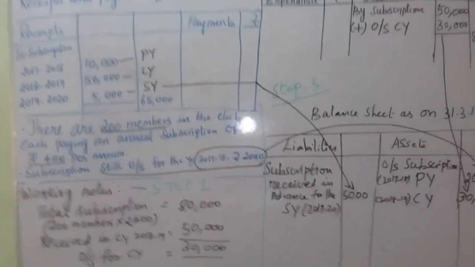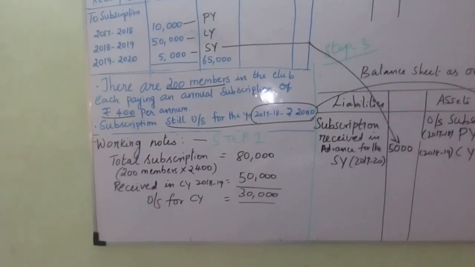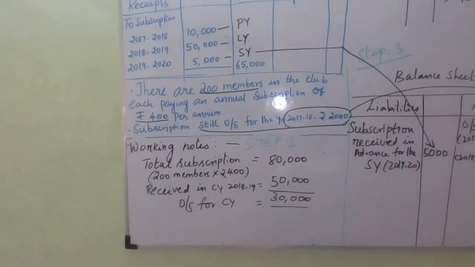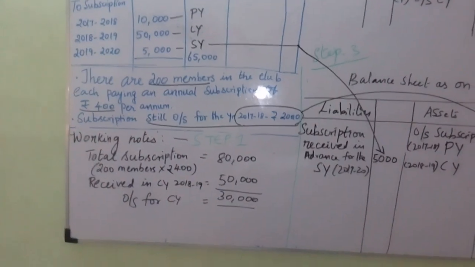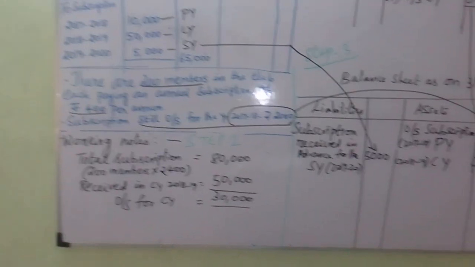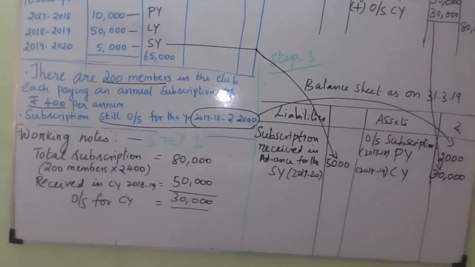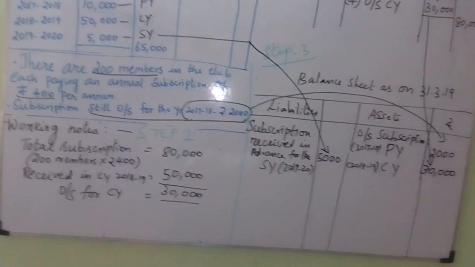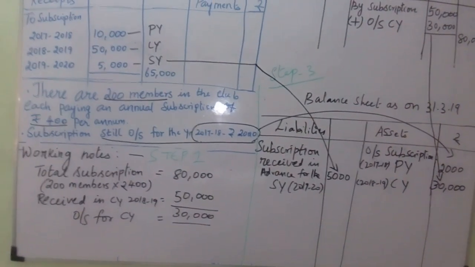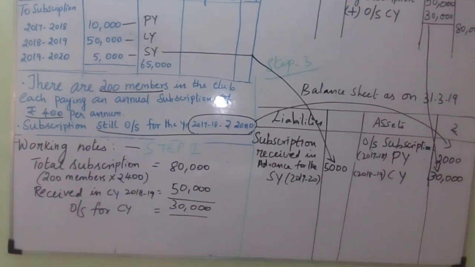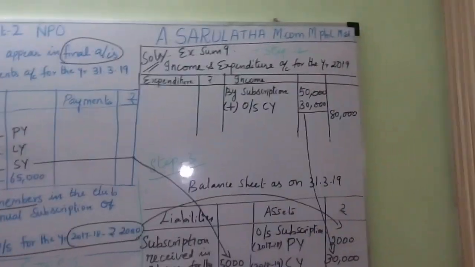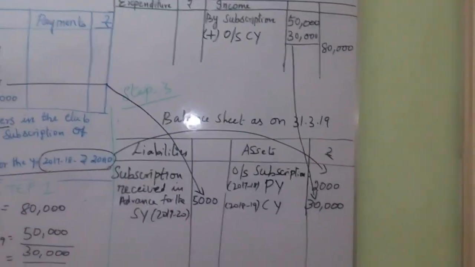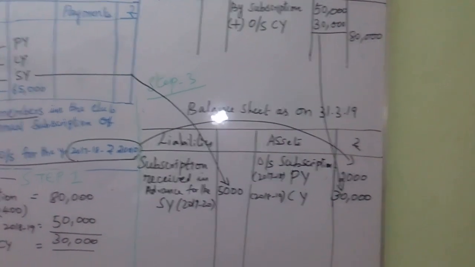So in this sum we are finding out the outstanding subscription for the current year. How we are calculating is this: there are 200 members and they are paying 400 per annum. That is, every year they will be receiving 80,000. Out of this 80,000, in the current year they have received only 50,000. So the remaining is outstanding, yet to come. And now we have to prepare the income and expenditure account and the balance sheet. Step 3 is the balance sheet.